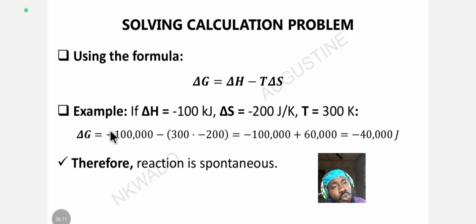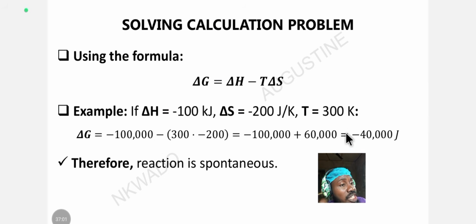I know that you'll be asking yourself, why do we have 100,000 here instead of 100? Remember, the heat energy is given in joules, and here we have kilojoules. So to convert 100 kilojoules to joules, you have to multiply by 1,000. That's why we have 100,000 here. All right, as easy as that. What you have to do is just multiply 300 times 200 to get your answer, then subtract it from minus 100,000. You still end up having a negative answer.